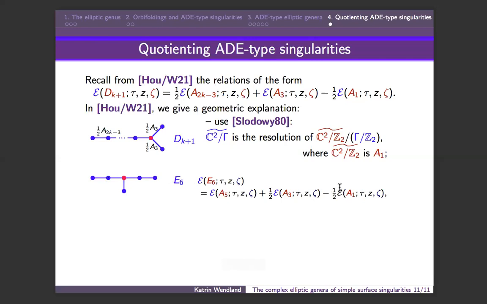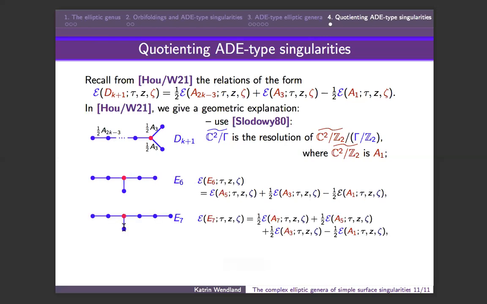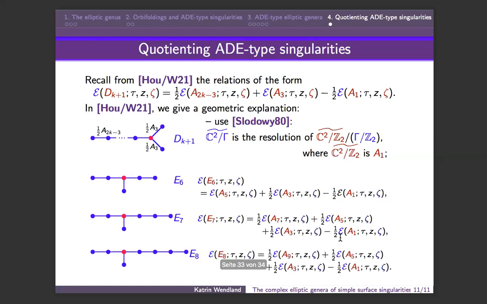Again, overcounting a little bit, you have to make up for that. E7, you have a half A3, a half A5, and a half A7, correct for overcounting. And E8 now is almost boring. The only difference between E7 and E8 is that the A7 gets replaced by an A9 here. So that's that, and that's the geometric interpretation of these relations between the elliptic genera for the ADE type singularities.